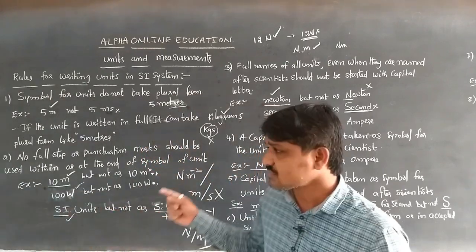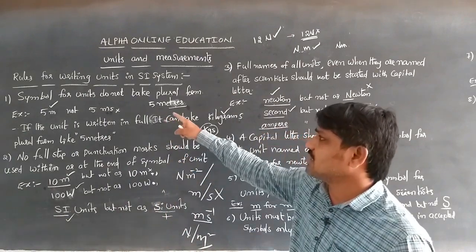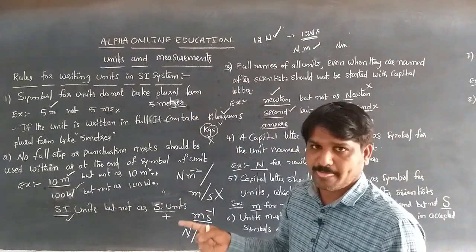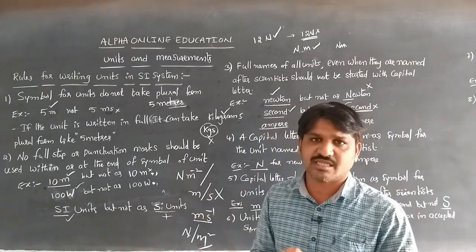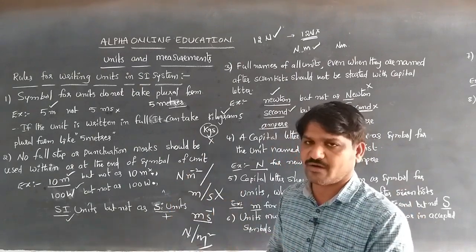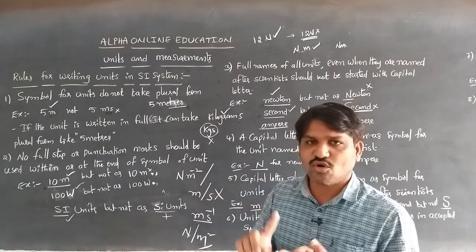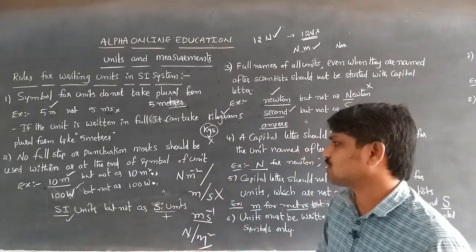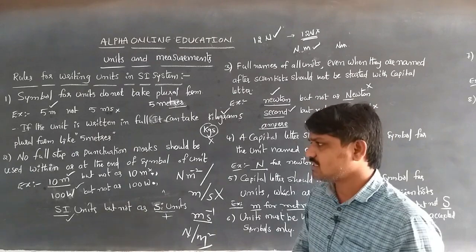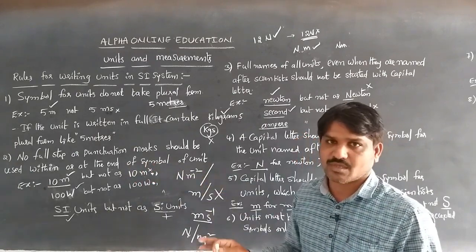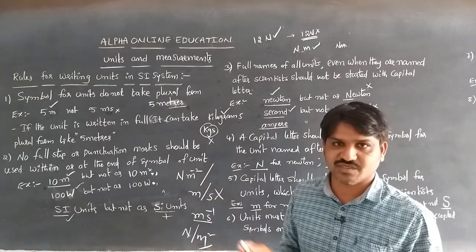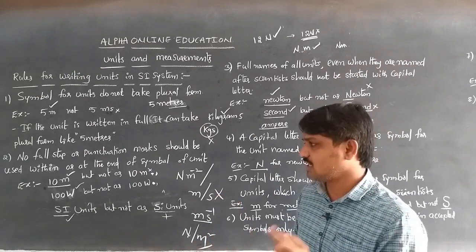Once again, read carefully. Symbols for units do not take plural form; we should use only the singular form. Whenever we are writing the full name, then we take the plural form. Another rule is that no full stop or punctuation mark should be placed at the end of the symbol. That is the second one.